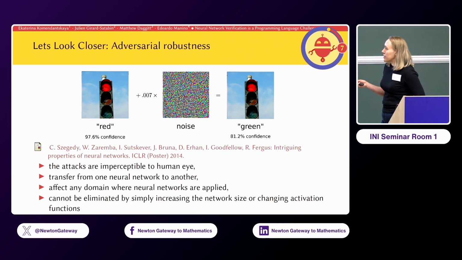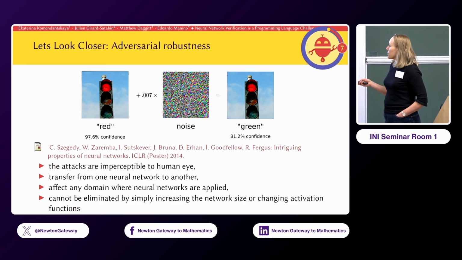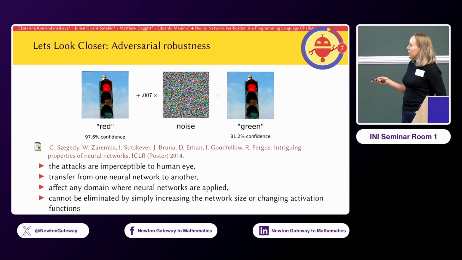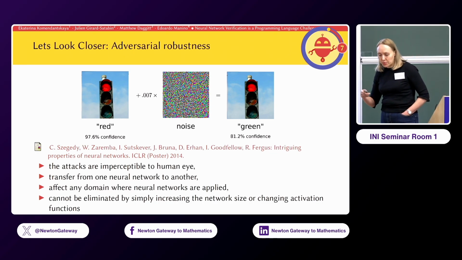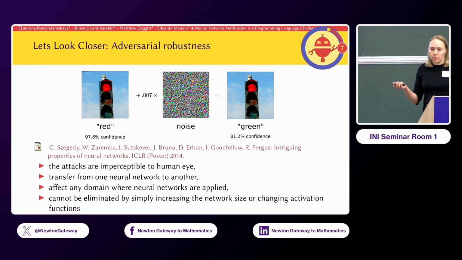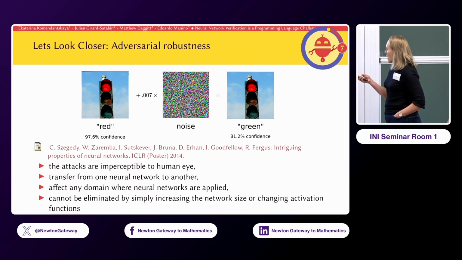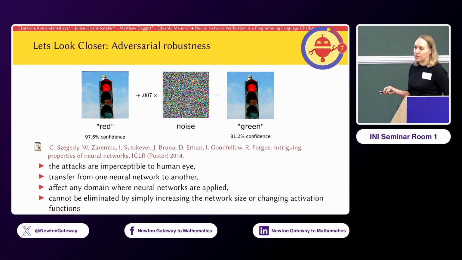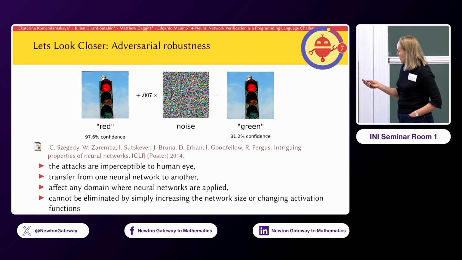In 2014, well, 10 years ago now, the machine learning community has gone through all of these stages. They realized, first of all, that these attacks transfer from one neural network to another. So if I learn to attack my neural network, I can attack yours. They affect any domain where neural nets are applied. Large language models, for example, could also be attacked. And this is not a problem that you can eliminate by simply increasing network size, or changing architecture, or changing activation functions.